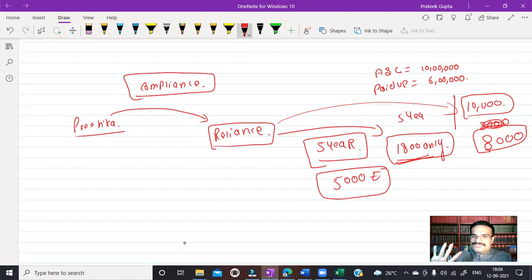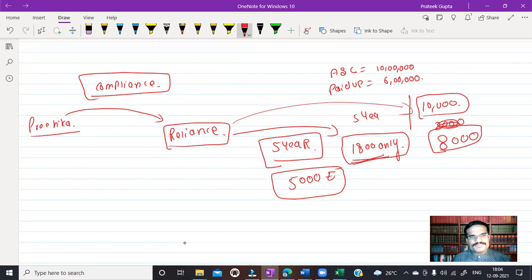So sir, let's say Prithika agreed. Now, for an example, understood the point, please. This is 12 of September 2021. On this date, company Reliance Industries is telling Prithika to work with us for 5 years. We will allot you the shares after 5 years.